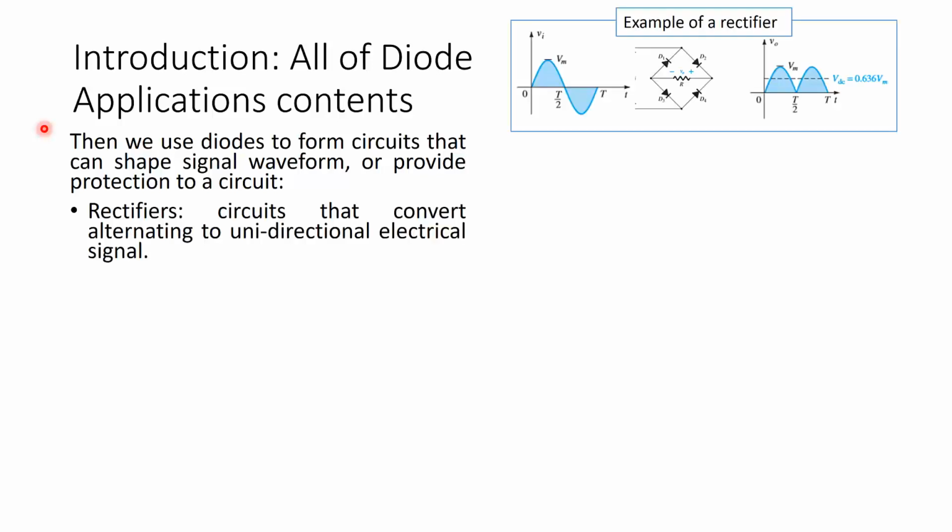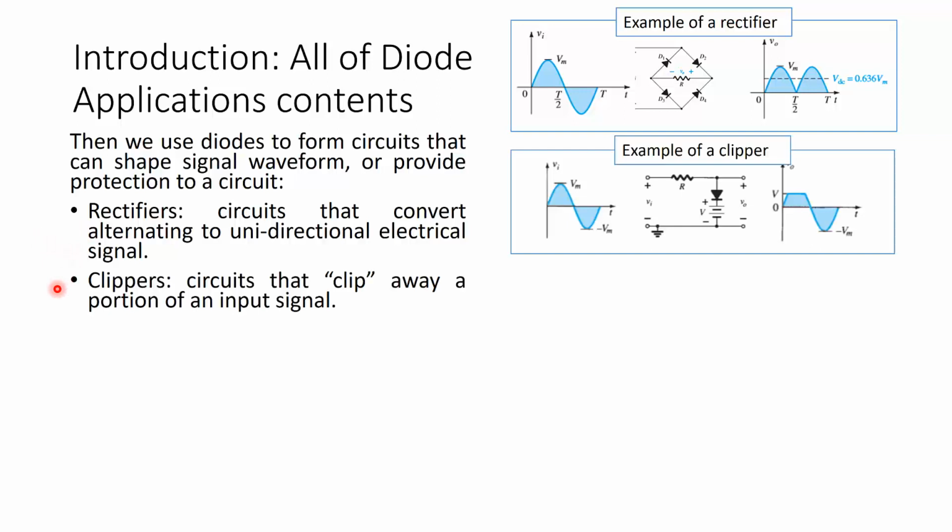We're going to cover rectifiers, which are circuits that convert alternating to unidirectional electrical signals. In this diagram, the input would be an alternating current, and the output will be a unidirectional current after adding this circuit to the signal. This is called a rectifier circuit. Of course, there are other rectifier structures that you'll be seeing. Next are clippers, which are circuits that clip away a portion of an input signal.